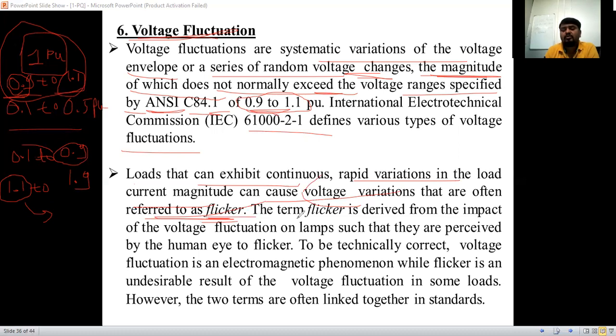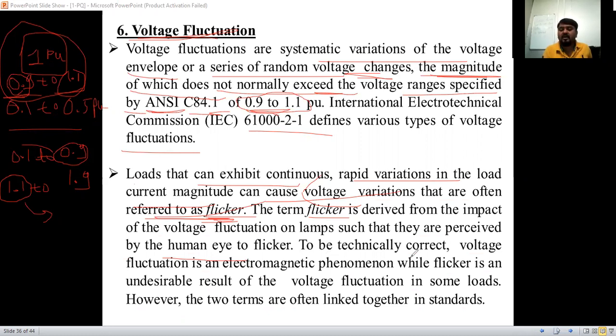The term flicker is derived from the impact of voltage fluctuation on lamps. When a lamp experiences voltage fluctuation, it is perceived by the human eye as flicker. All of you have experienced flicker. Your eyes will blink like this: suddenly the light will dim and then the intensity will increase. That is called flicker.